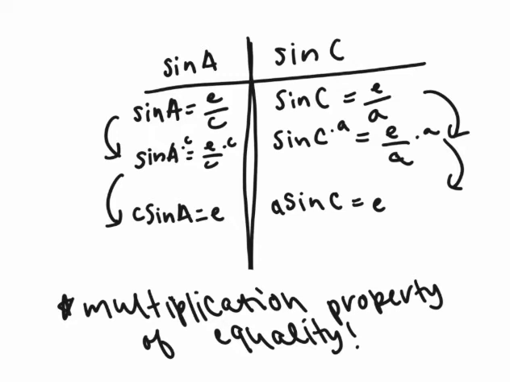Then we're going to do the same thing on the other side, but with A and sine of C. So sine C equals E over A. Take that A, multiply it, and now it is E equals A sine C. Wow, magic, they both equal E.